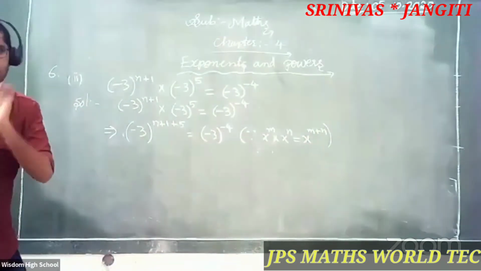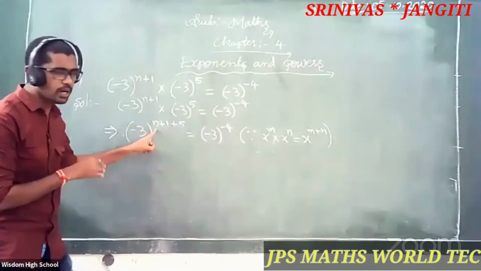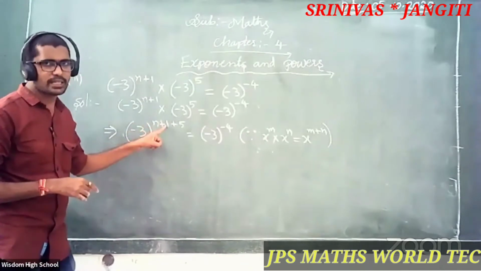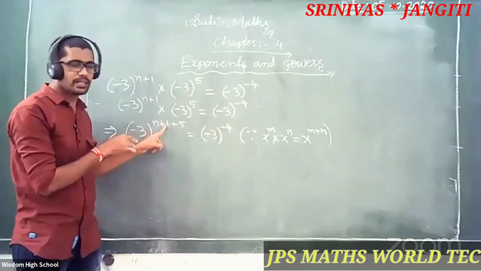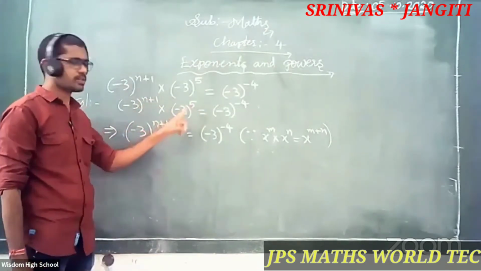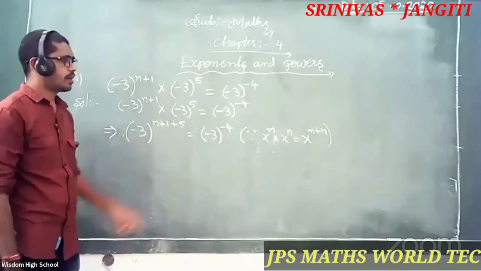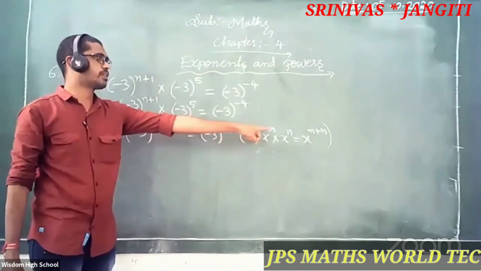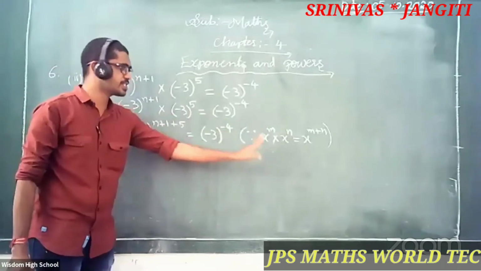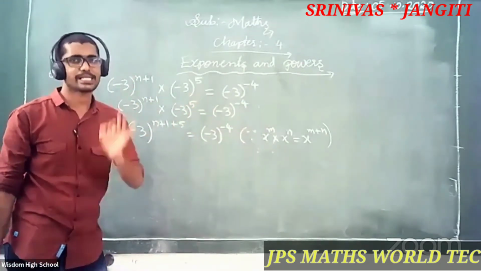That is the reason. That's why this is written. Everybody observe: n plus 1, you can treat it like m, right? And the other is 5. So that's why n plus 1 plus 5. Did you understand this? x^m × x^n is equal to x^(m+n).